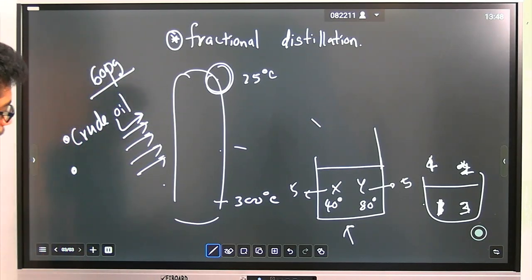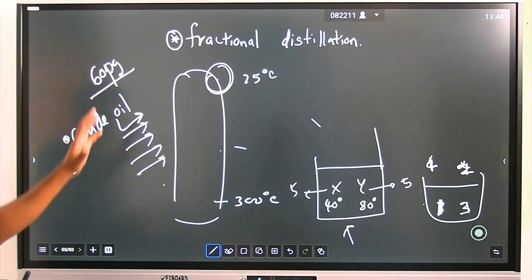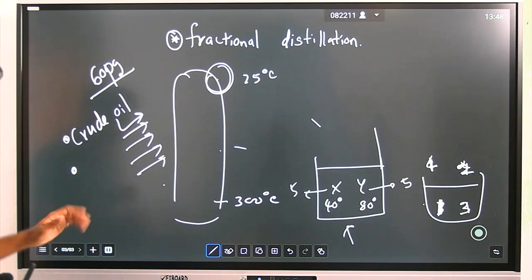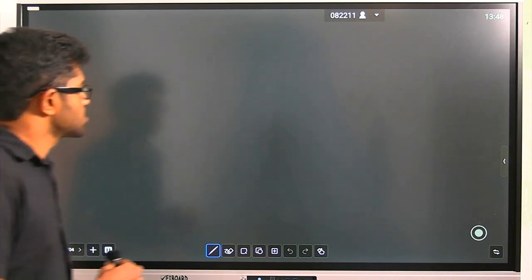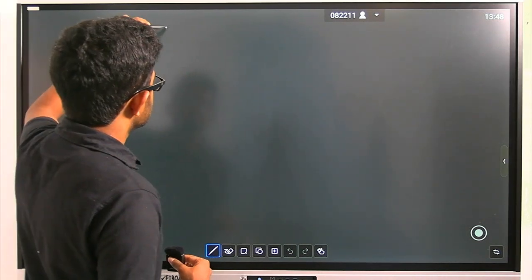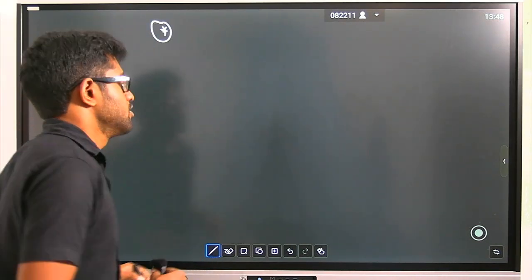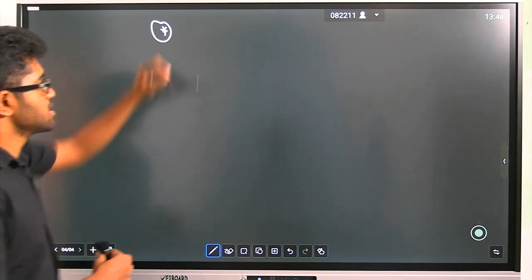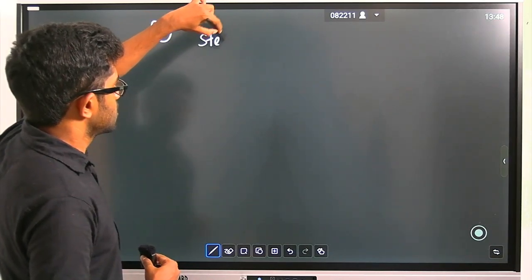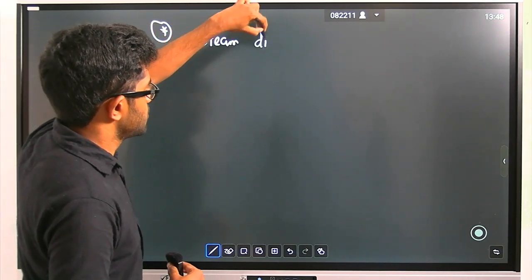Okay. Then let's continue. So you can write a small sketch or small note, and that's it. Then the third one. Third one is what? Third one is the final part. The final part will be actually steam distillation.